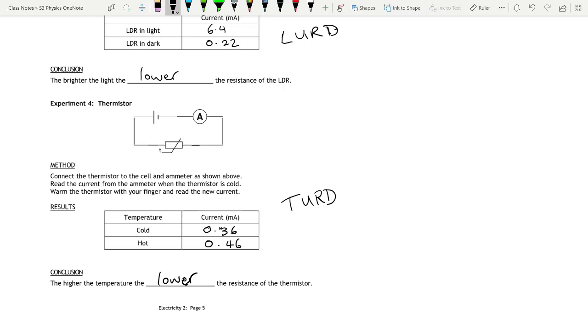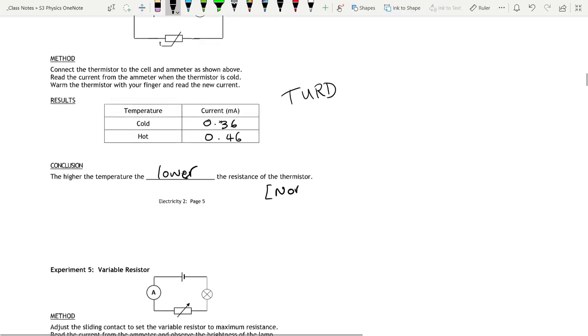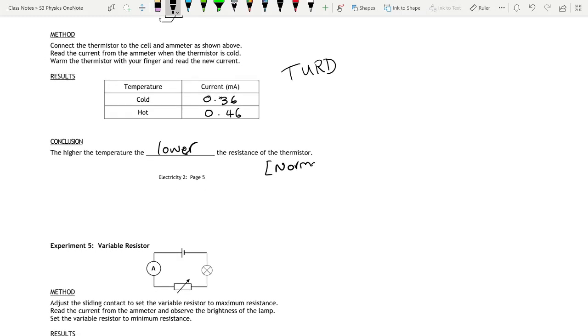In normal resistors, we might just write that actually, normal resistors do the opposite. So in just normal resistance, as the temperature goes up, the resistance goes up. But in temperature-dependent resistors, TERD happens.